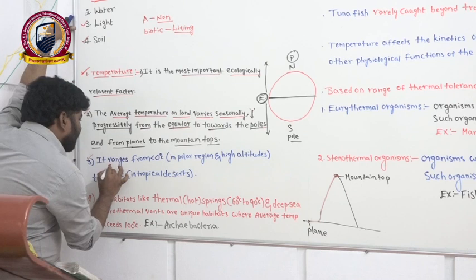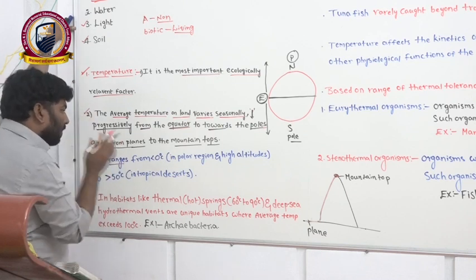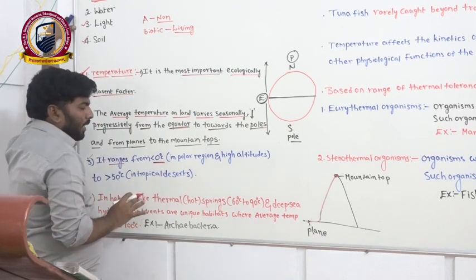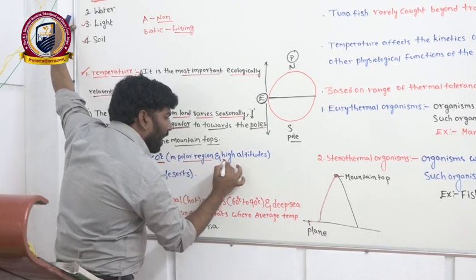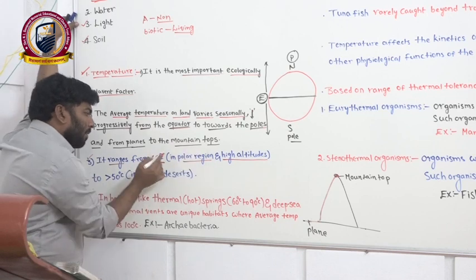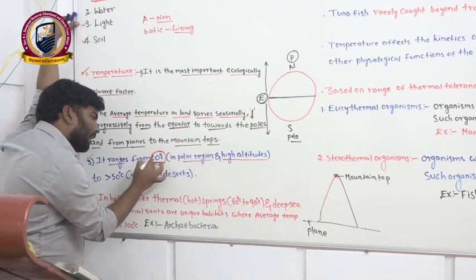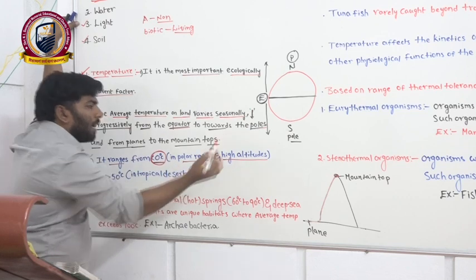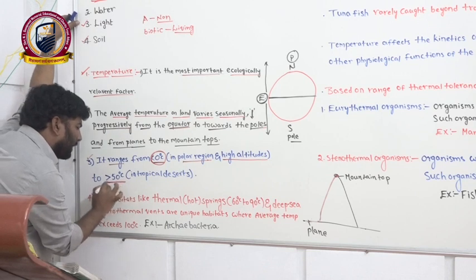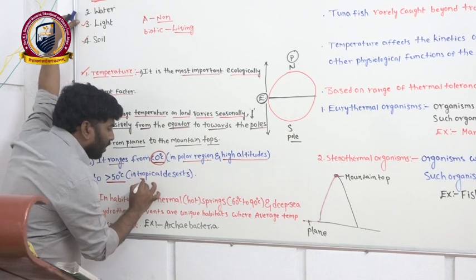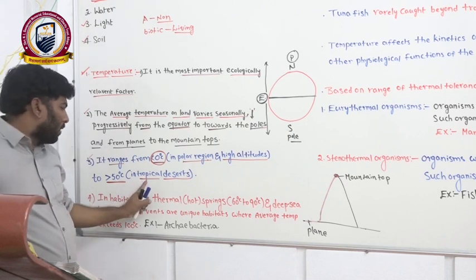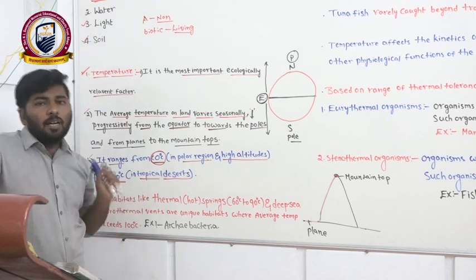Now we can see the third point: temperature ranges from sub-zero level. Sub-zero level means less than 0 degree centigrade, in polar regions and high altitudinal places. Here we are noticing below 0 degree centigrade temperature in the polar regions and high altitudinal places, and more than 50 degree centigrade temperature in tropical desert areas.